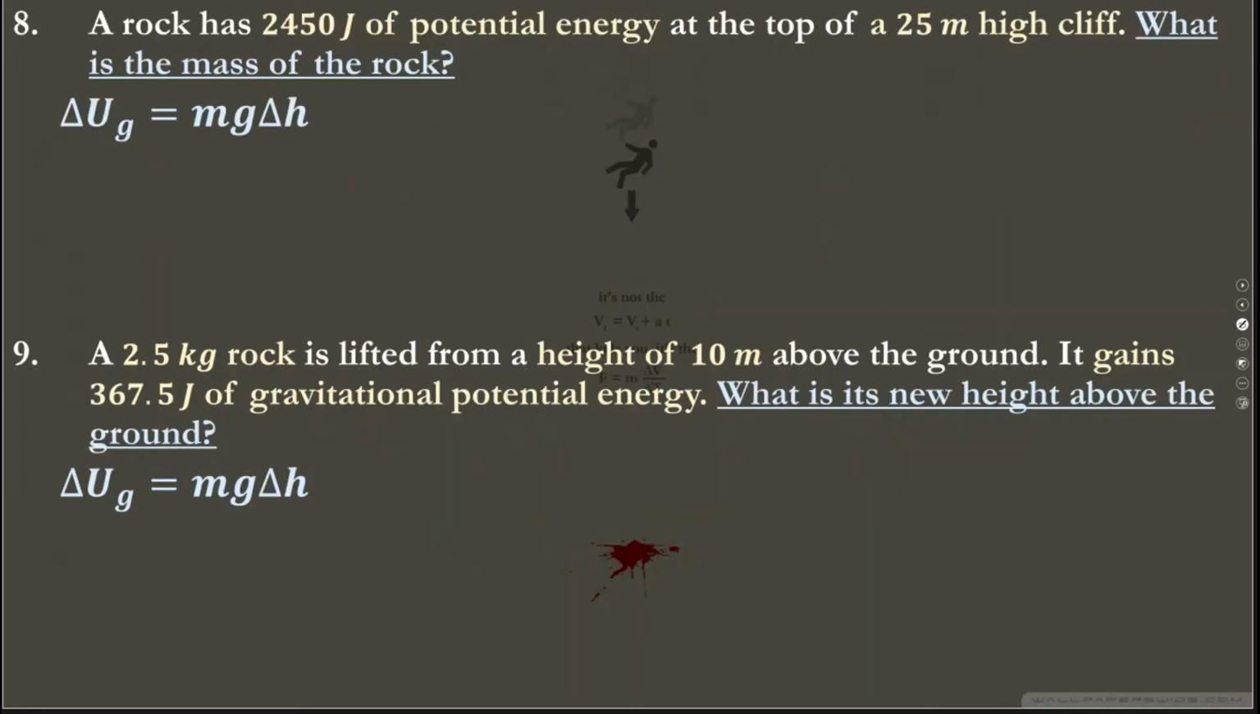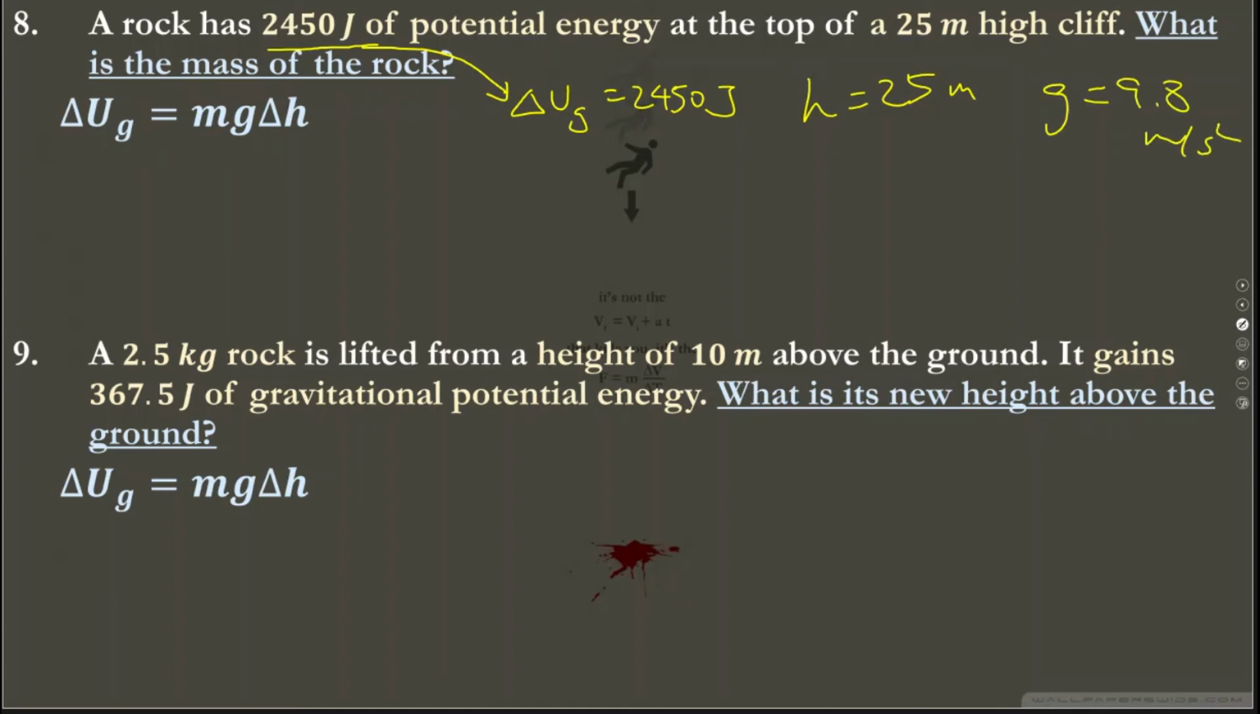All right, so let's look at what we have in our numbers. We know that 2,450, that's our delta UG, joules. The height, so at a height of 25, so that is our H, 25 meters. We know that G is still 9.8 meters per second squared. So what is M?